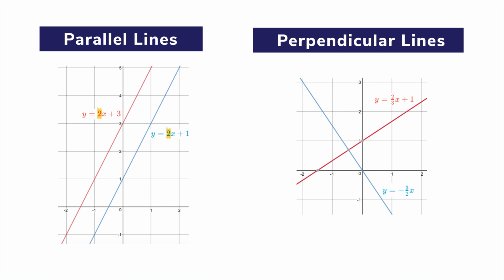Parallel lines have the same slope. Since both of these lines have a slope of 2, they're parallel. Perpendicular lines have slopes that are the opposite reciprocals of each other. Since one line has a slope of 2/3 and one has a slope of -3/2, they're perpendicular. Lines can also be neither parallel nor perpendicular, which just means they intersect at an angle that is not 90 degrees. Want to see an example of this in action? Let me show another clip from our study guide.